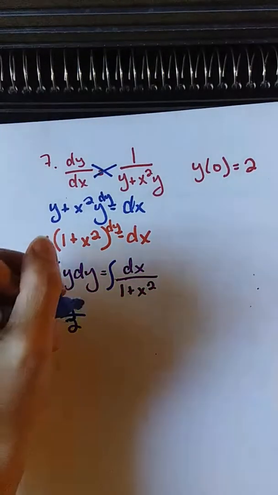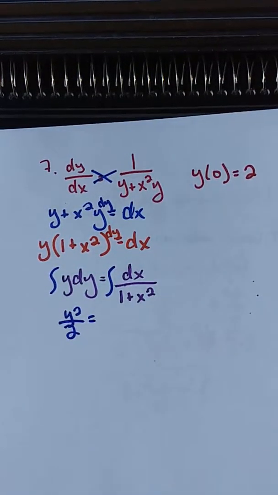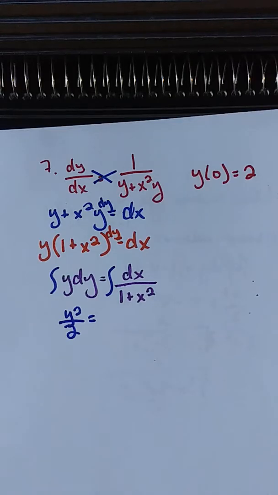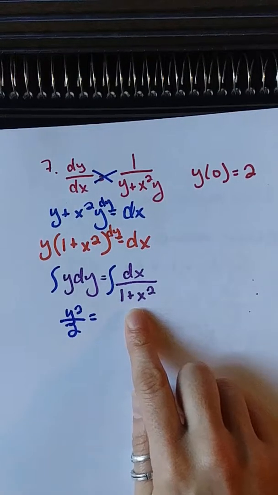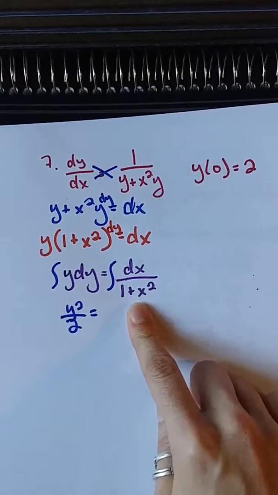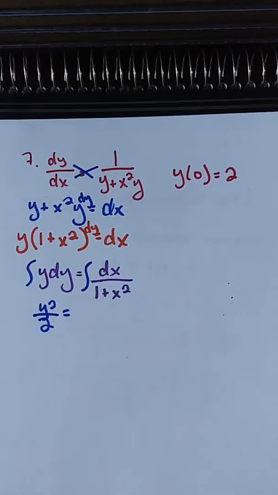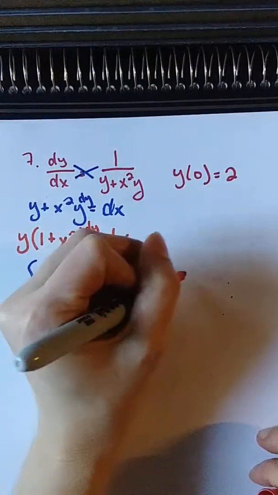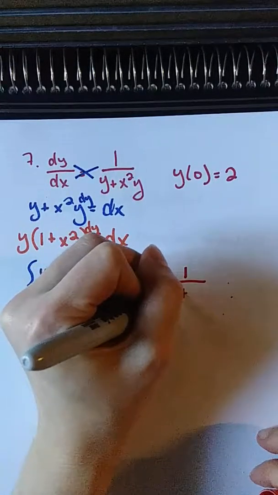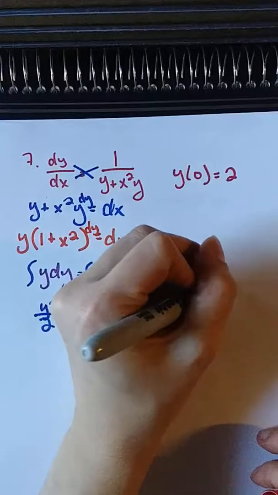We got this. On the right, this is not something that I can integrate using u substitution. This is not something I can integrate using the power rule. I do not have a quotient rule. This is an identity. If I rewrite this just a little bit, I'm hoping it will ring a bell. This is 1 over 1 plus x squared times dx.